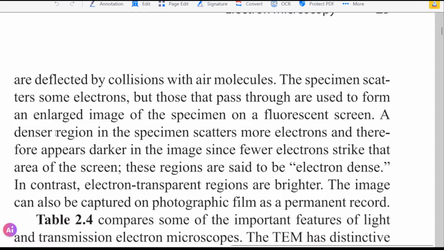A denser region in the specimen scatters more electrons and therefore appears darker in the image since fewer electrons strike that area of the screen.